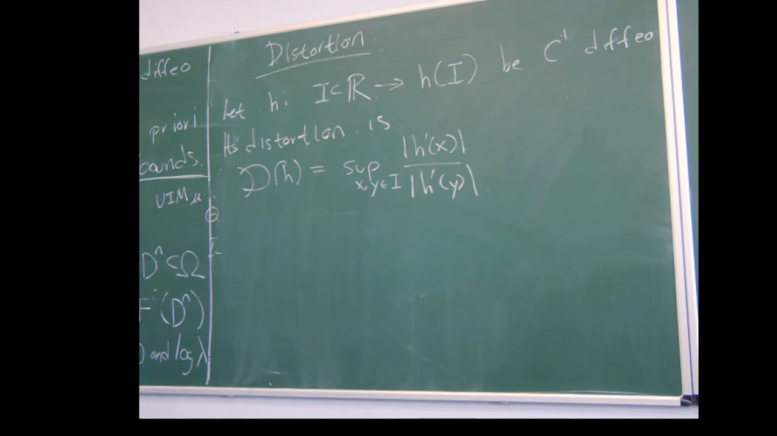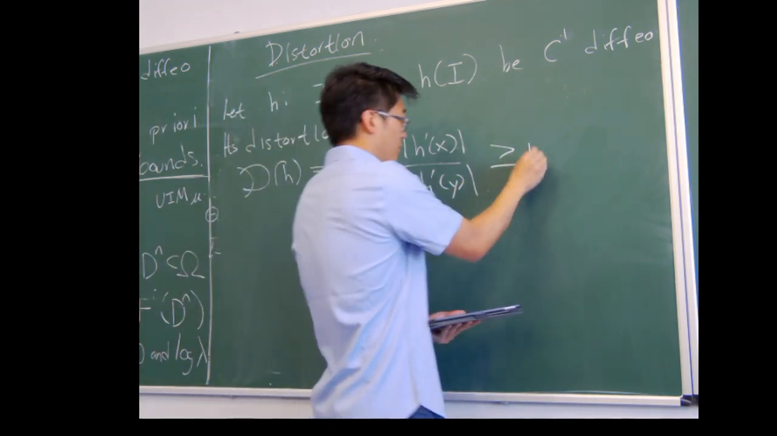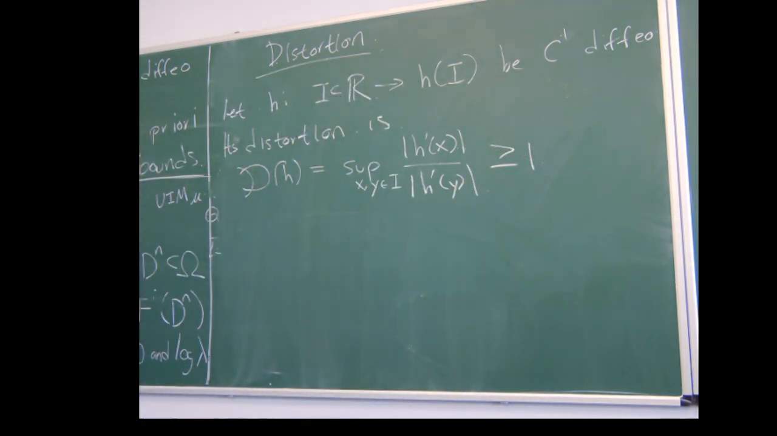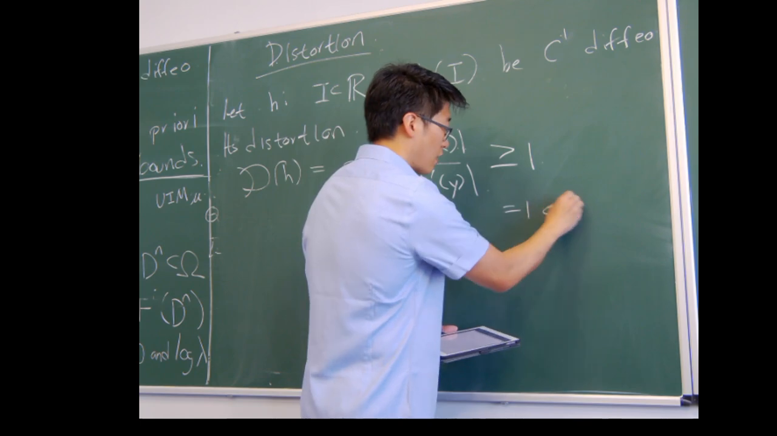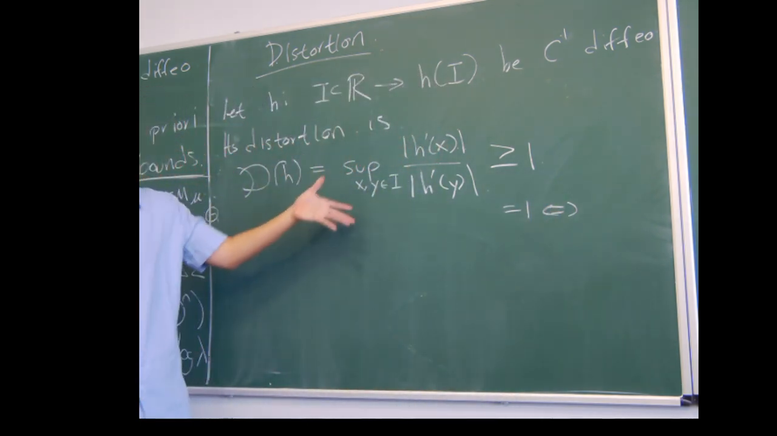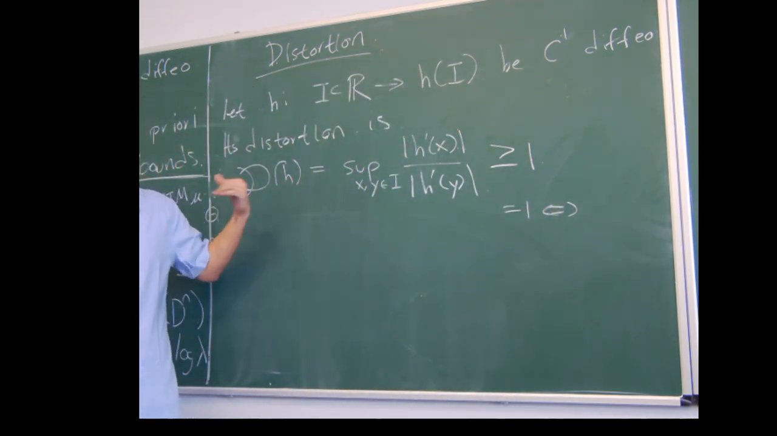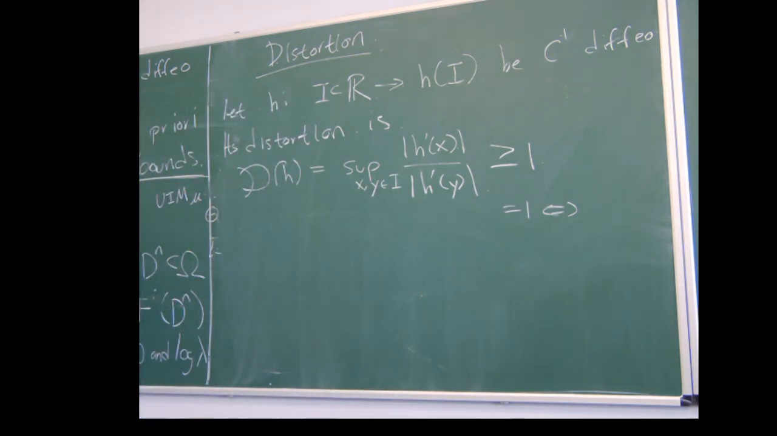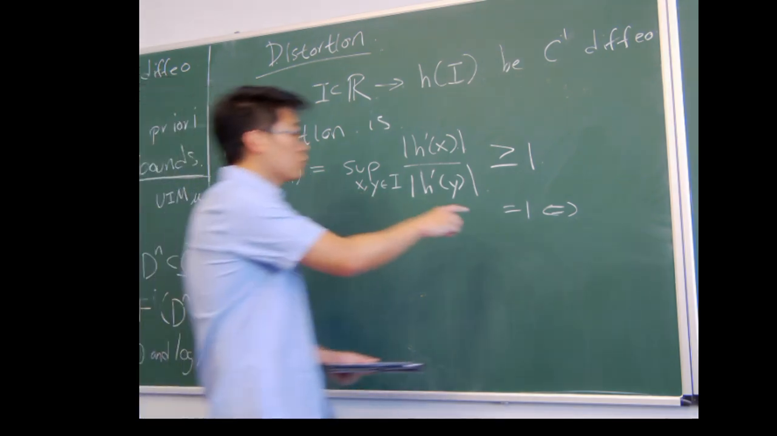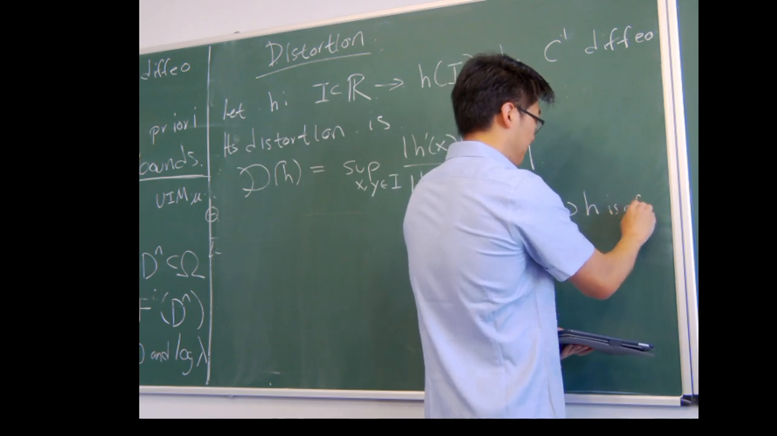And observe that it's always at least one, but of course it could be arbitrarily large. Also observe that this is exactly equal to 1 if and only if the derivative is constant, or in other words, h is an affine map, right? So distortion measures how far your map is from an affine map, or in other words, it measures the degree of nonlinearity in your map. Yeah? So it's equal to 1 if and only if h is affine.